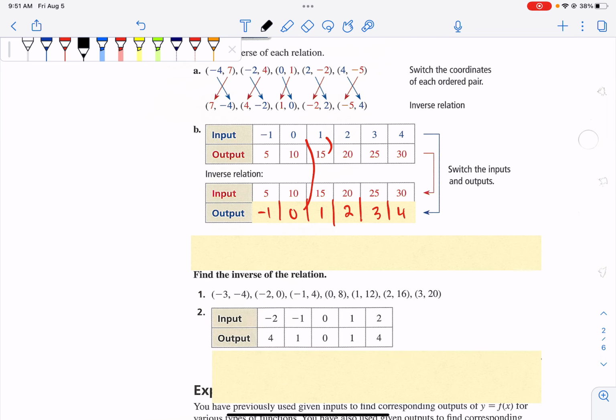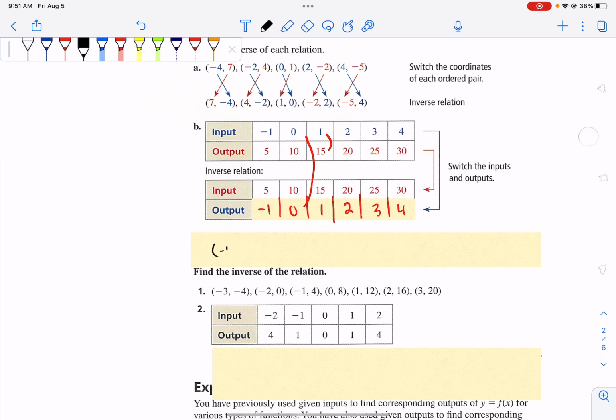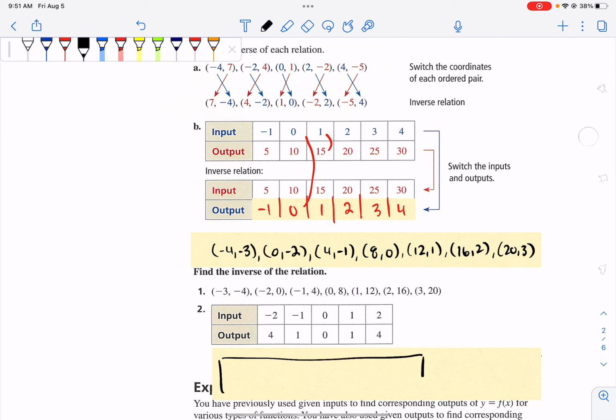All right, so for this first one, you should have had the (-3, -4) turns into (-4, -3). The (-2, 0) turns into (0, -2). The (-1, 4) turns into (4, -1). The (0, 8) turns into (8, 0). The (1, 12) turns into (12, 1). The (2, 16) turns into (16, 2). And the (3, 20) turns into (20, 3). It's that simple. On the table, which I do need you to do, my new input and my new output.